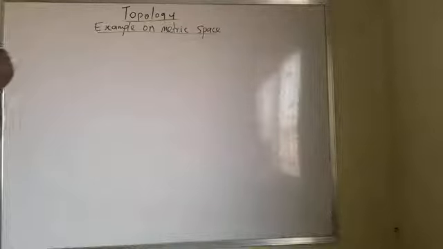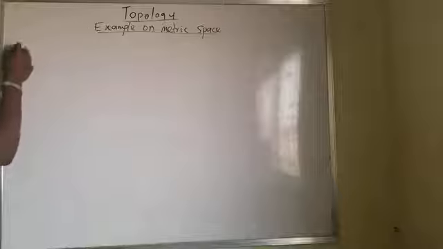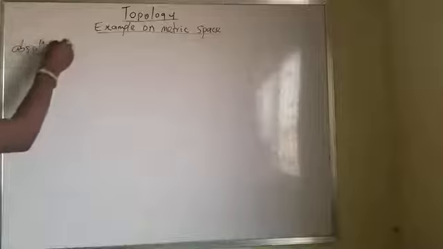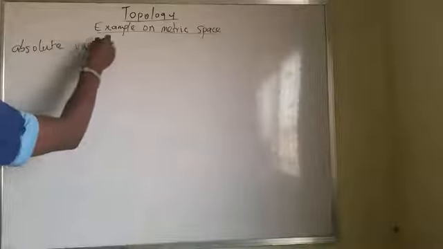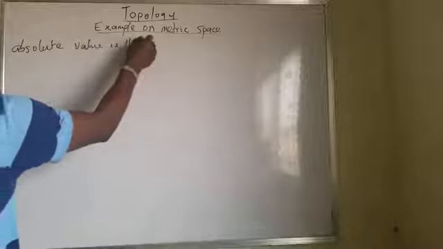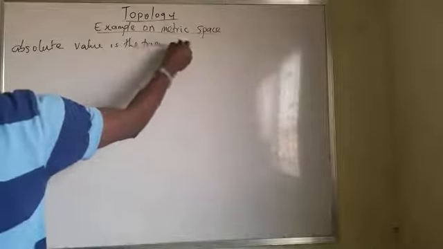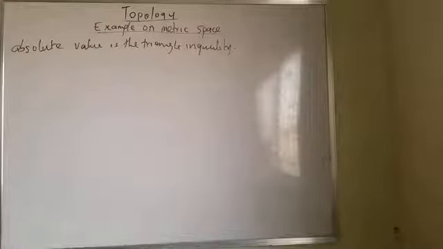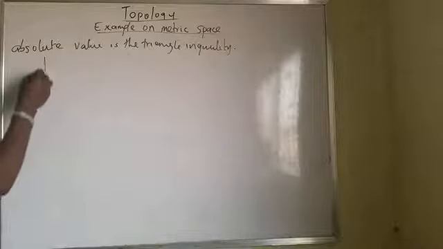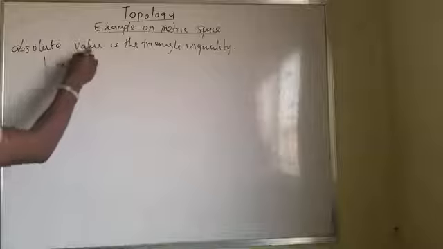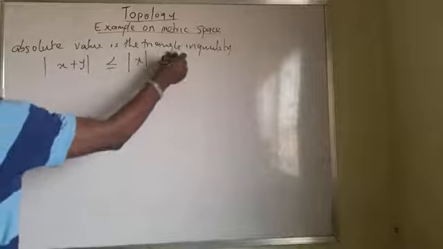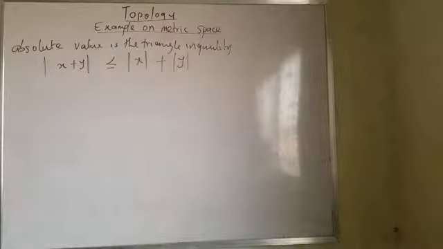Now, don't forget what is called absolute value. I think I'm going to be using absolute value a lot here. Absolute value and the triangle inequality. When we talk about absolute value, in terms of absolute value, it means the absolute value of x plus y will be less than or equal to the absolute value of x plus the absolute value of y. Take note of this. Very, very important.